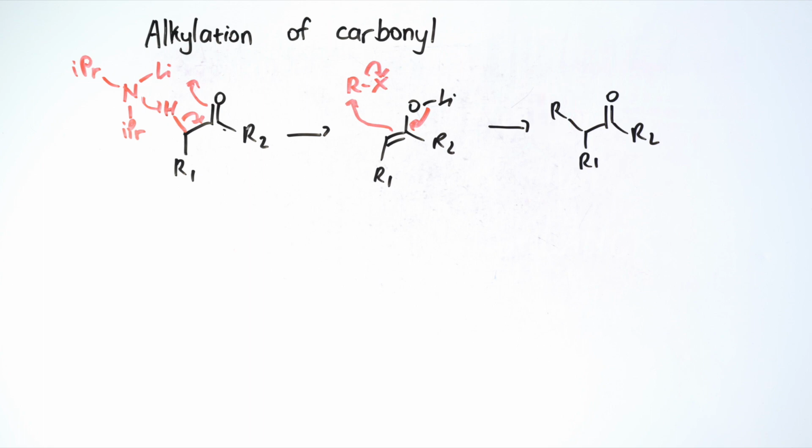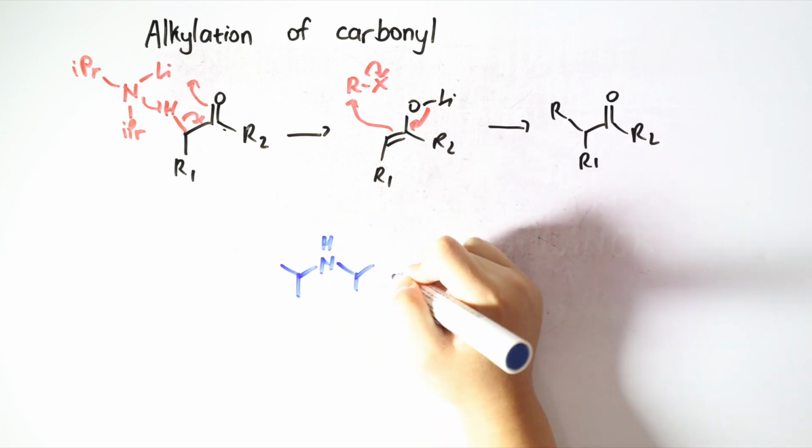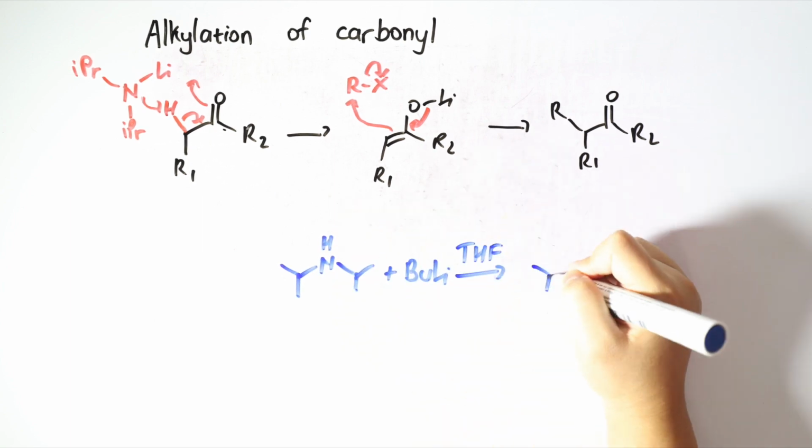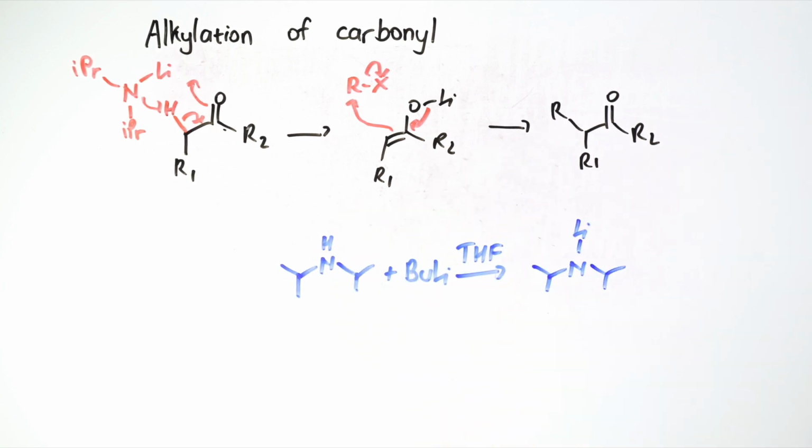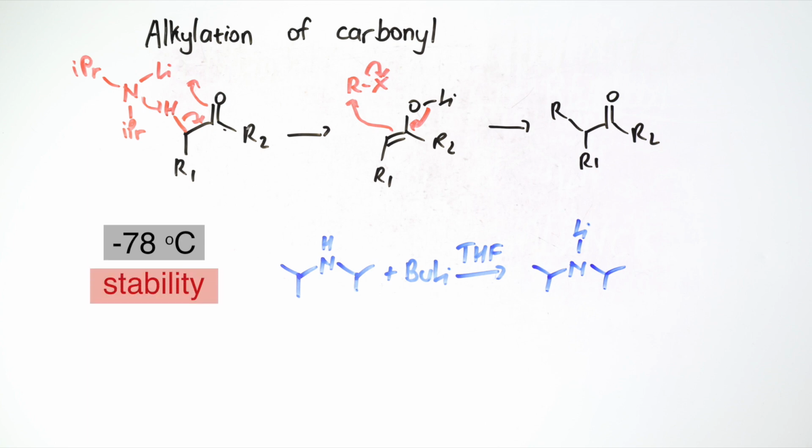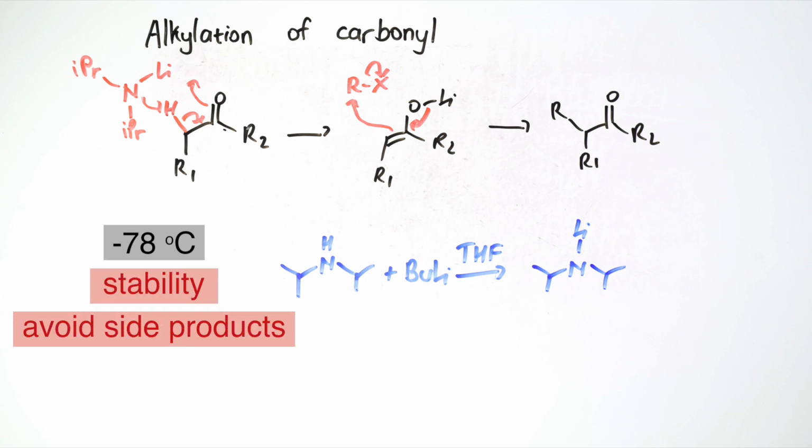Side note, LDA is not very stable for storage, hence it is usually made fresh in the laboratory before the reaction by mixing diisopropylamine and butyl lithium in THF at low temperature. Reactions using LDA usually take place at -78 degrees Celsius. This temperature is used for the stability of the enolate and to avoid side products.